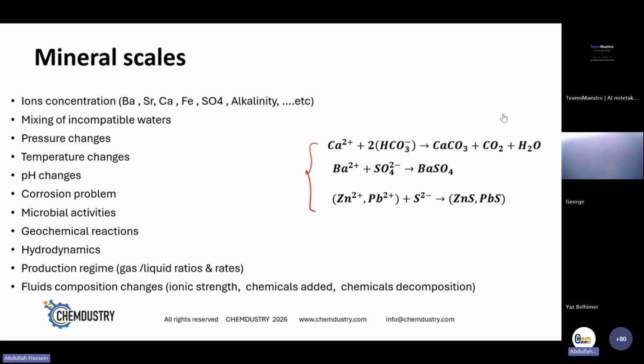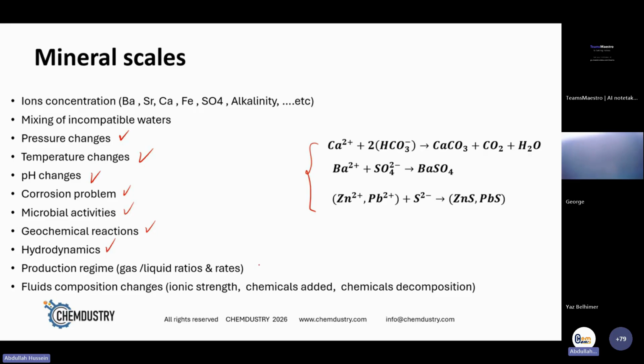So the second factor we're talking about here is the mixing of incompatible waters. So injection water with produced water is a big source of scale formation. Any pressure change, temperature change, pH change, corrosion problems, microbiological activities, geochemical reactions that might happen in the reservoir. Hydrodynamics of the system has a huge impact as well, specifically on where the scale is going to form.